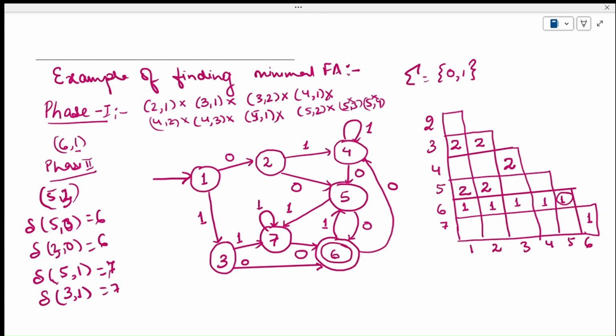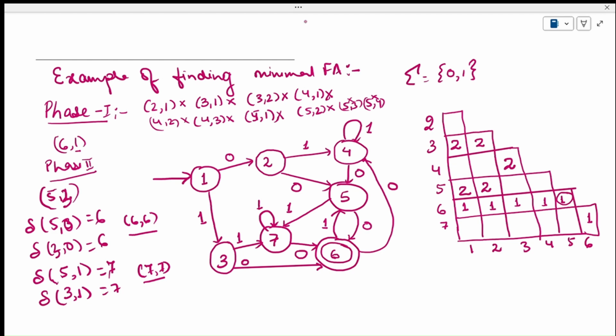Now see what we are getting. For symbol 0, the pair 5 3 is giving the transition with the output 6 6, and for the symbol 1 it is giving the output 7 7, which we know that 6 6 and 7 7 will never be found in the table. There is no such cell with the number 6 6 7 7. So therefore 5 3 is not marked ever, not in this phase, not in the next phase or any other phase in the algorithm.